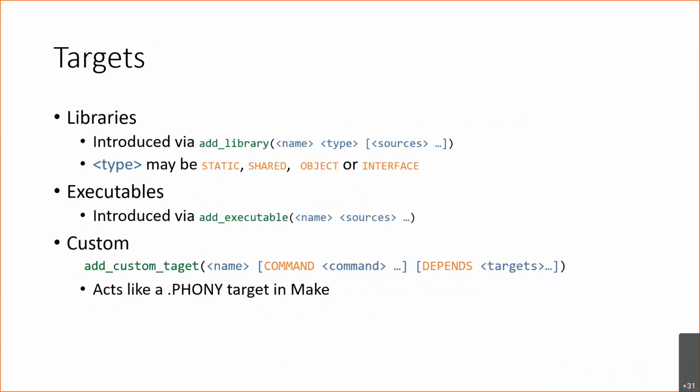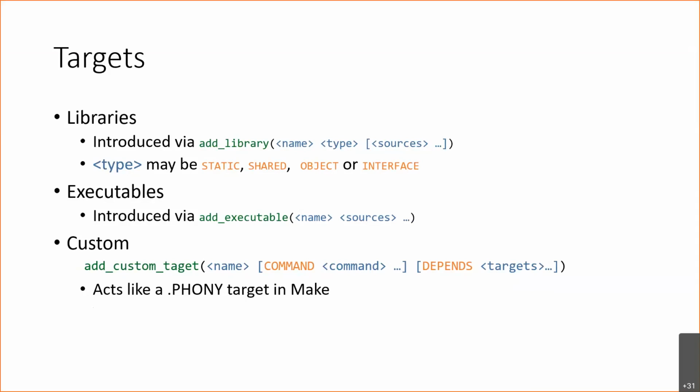So central to any build system are targets. CMake has three main types of targets: libraries, executables, and custom targets. Libraries are introduced using the add library command with syntax shown here. Pretty simple. It takes a name, a type, and then a list of sources. Type can be static, shared, object, or interface. Static and shared, I'm assuming, are self-evident. And object and interface libraries are the interesting ones here, and I'll get to those in the next couple of slides.